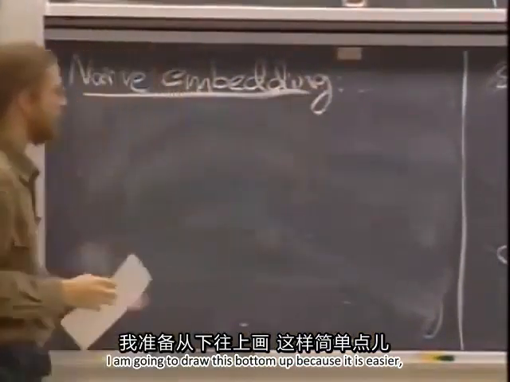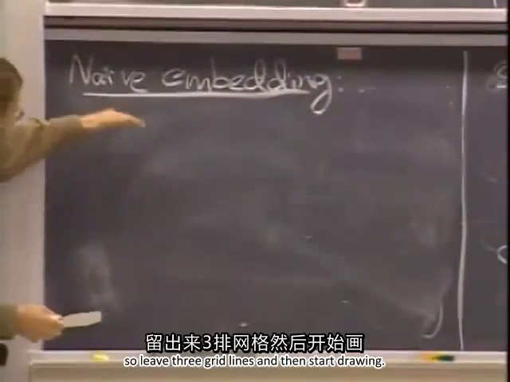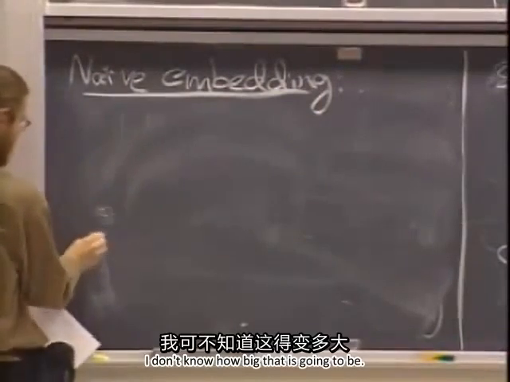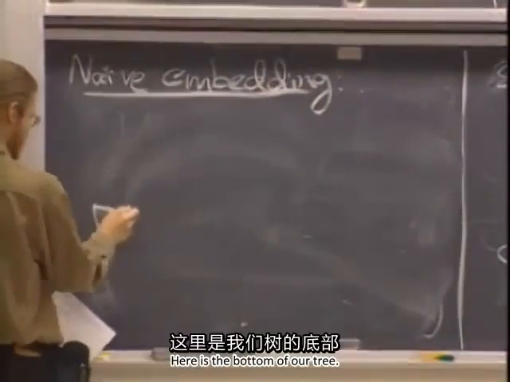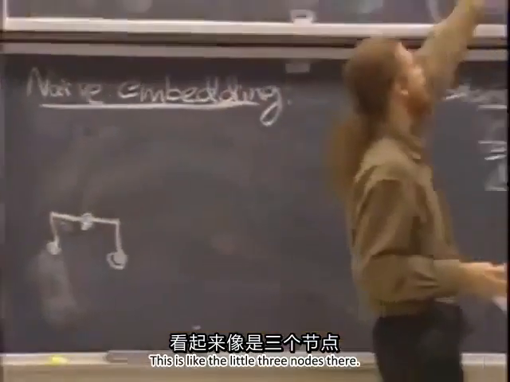Okay, I'm going to draw this bottom up because it's easier. So leave 3 grid lines and then start drawing. I don't know how big that's going to be. So here's the bottom of our tree. This is like a little 3 nodes there.